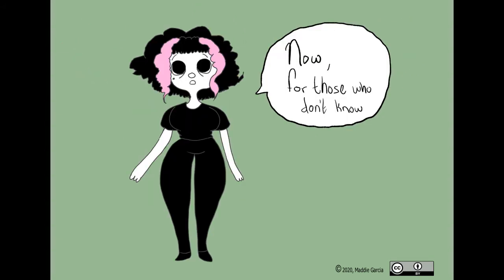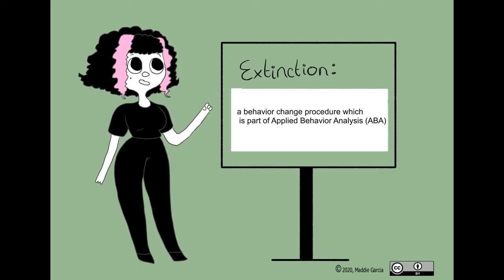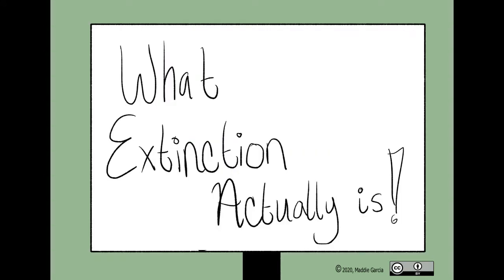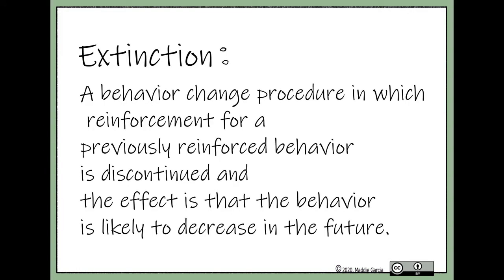Now, for those of you who don't know, extinction is a behavior change procedure which is part of applied behavior analysis, also known as ABA. So, to begin, let us figure out exactly what extinction is. Extinction is a behavior change procedure in which reinforcement for a previously reinforced behavior is discontinued, and the effect is that the behavior is likely to decrease in the future.